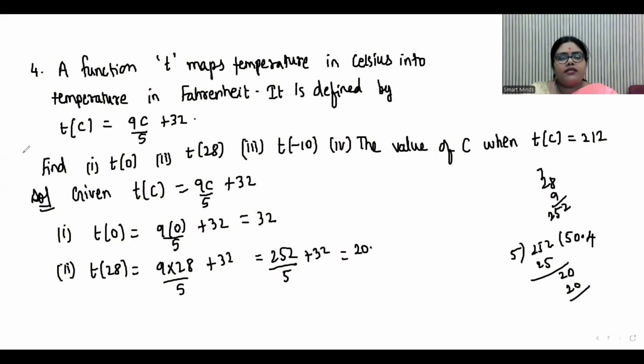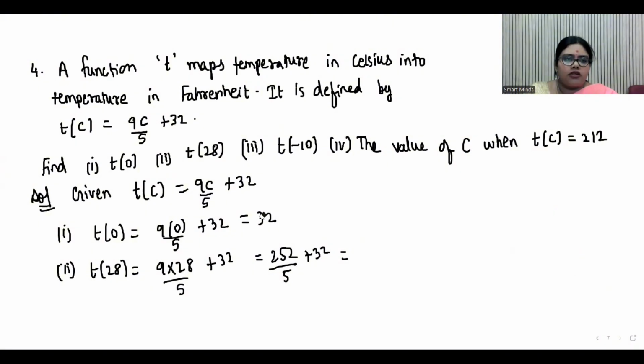Or we can give the answer in fraction also. Either in decimal or in fraction. So if you take LCM, you get 252 plus. What is 32 into 5? 32 into 5 is 160 by 5. That is 412 by 5.